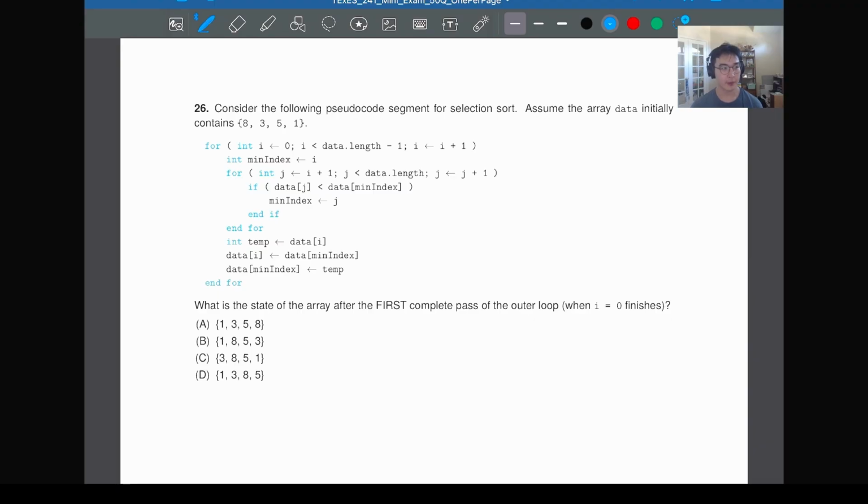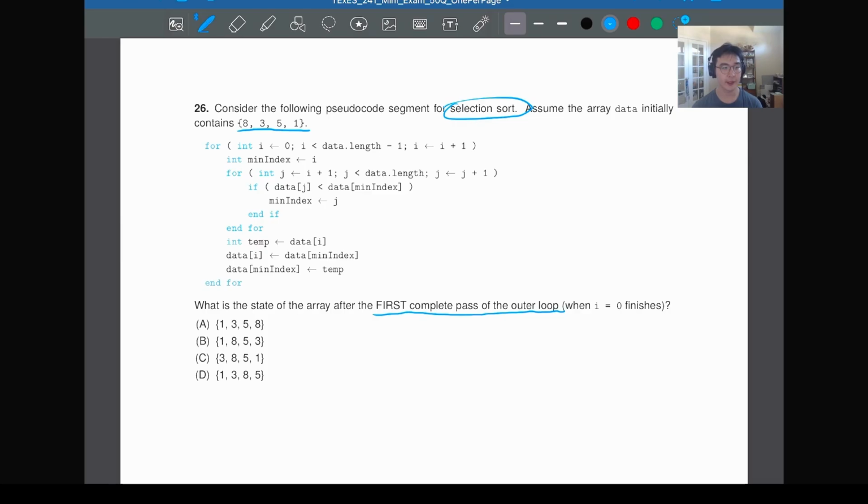All right, question number 26. Consider the following pseudocode segment for selection sort. Assume the array data initially contains 8351. And then we have the code for what I'm assuming is selection sort. What is the state of the array after the first complete pass of the outer loop when i equals 0 finishes?